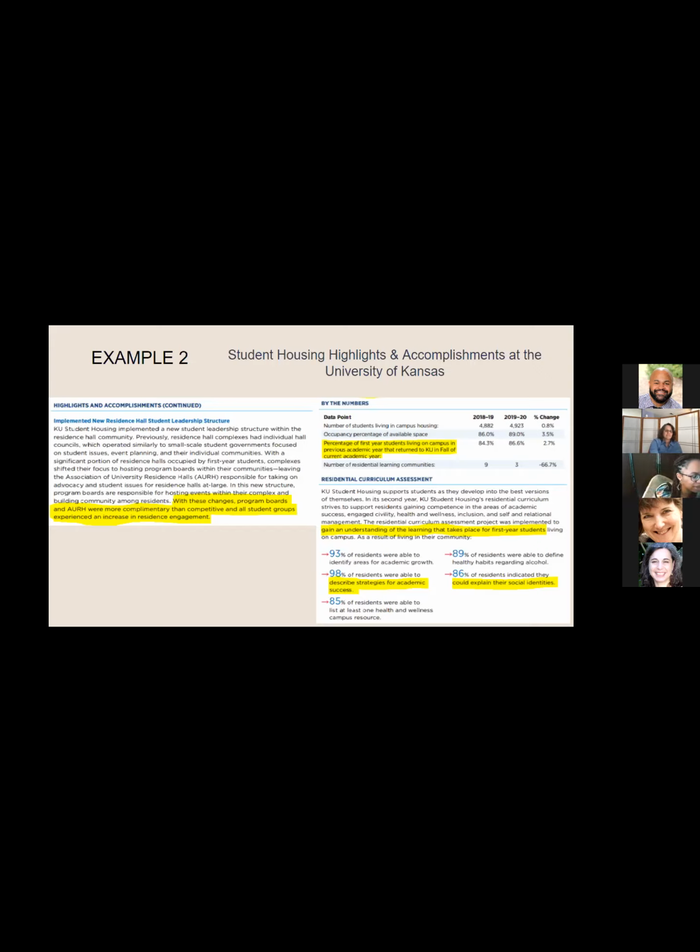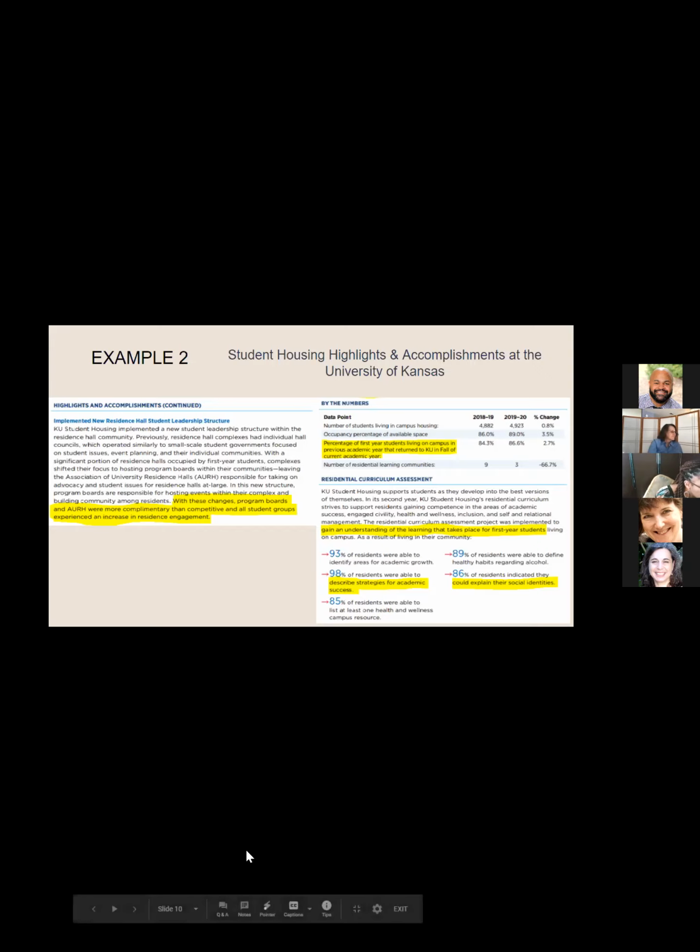So we're looking at the residential curriculum assessment, and the goal that they stated is to gain an understanding of the learning that takes place for their first-year students. And they have some numbers here about what students were able to achieve. So what other data could they have provided if they had more space to make this section a little bit stronger?